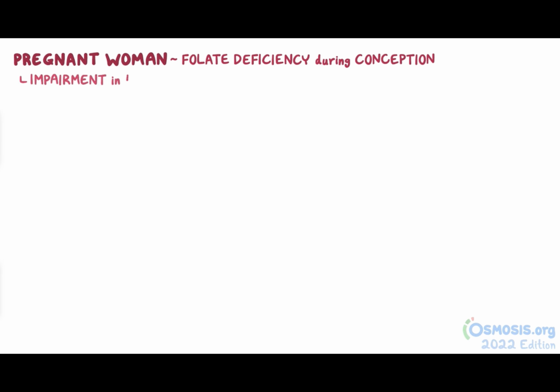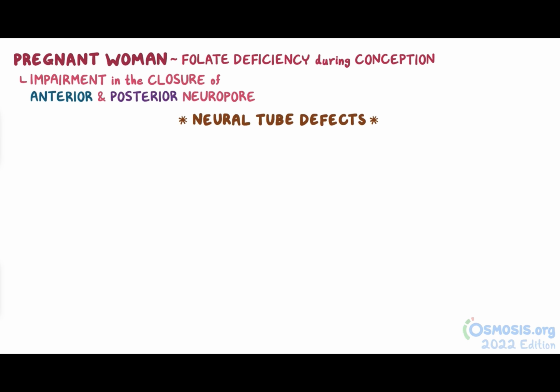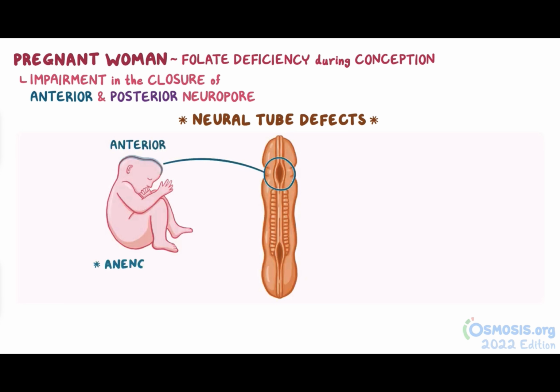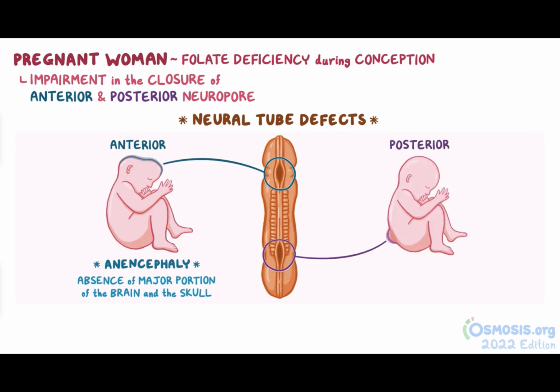Lastly, when pregnant women suffer from folate deficiency around the time of conception, embryos may not properly develop the neural tube due to impairment in the closure of anterior and posterior neuropore of the neural tube, which may lead to neural tube defects. So, when the anterior neuropore doesn't close properly, the baby may be born with anencephaly, or absence of a major portion of the brain and the skull. Similarly, if the posterior neuropore doesn't close well, the baby may be born with spina bifida, or incomplete closure of the vertebrae and membranes of the spinal cord.